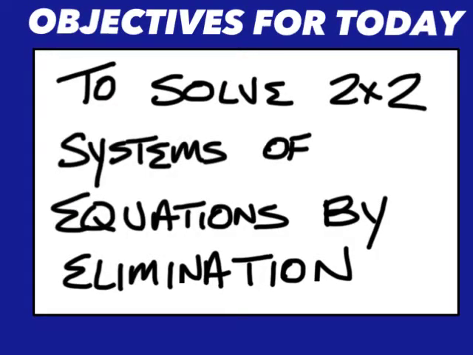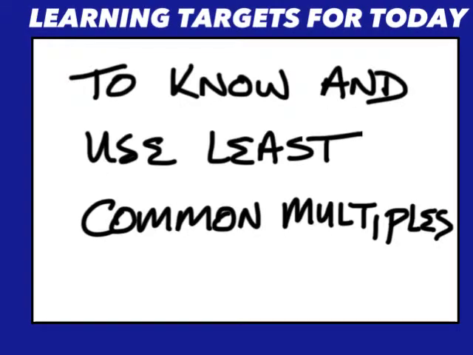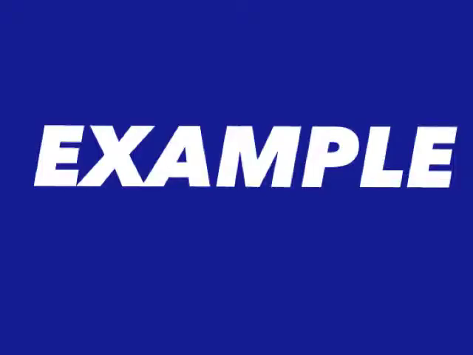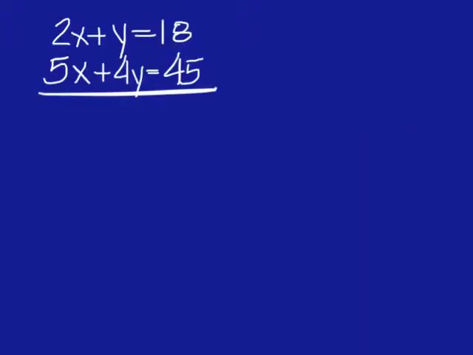Objectives for today are to solve 2x2 systems of equations by elimination and to know and use least common multiples. Example: 2x plus y equals 18 and 5x plus 4y equals 45. You have a 2 and a 5 out here. The least common multiple is 10. 10 is the lowest number that both 2 and 5 will go into.